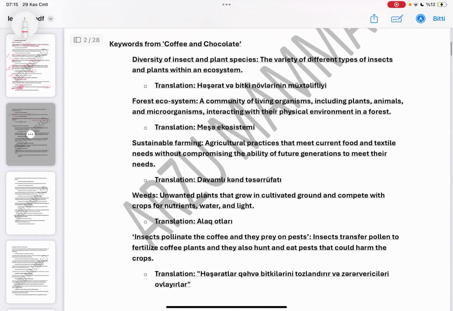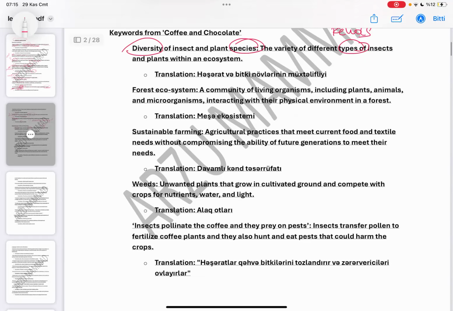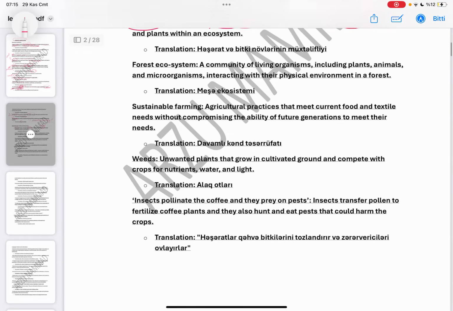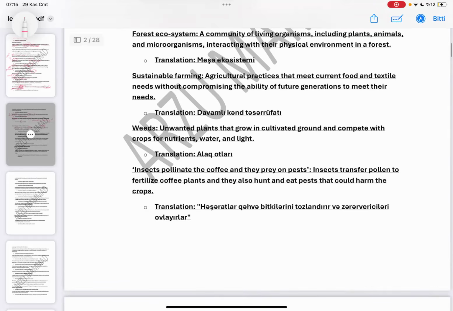So we have already finished this part. Let's continue with diversity, variety. We have already discussed this. Species. Species are like the types, or we can call it the kinds of something, okay? Animal species or plant species, insect species. Forest ecosystem, I think you know this one.